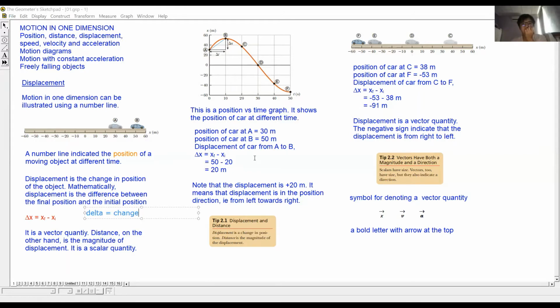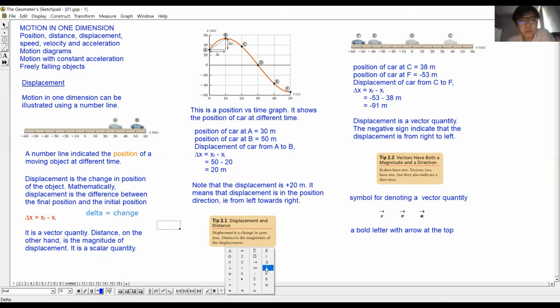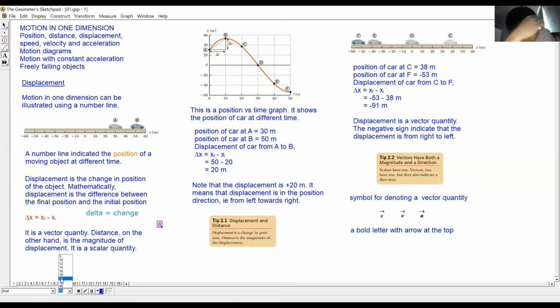There's another way of writing the delta. I don't know whether you have seen it. Most of the British textbooks use the other delta. This is also called delta. Let me increase the size. Yes, this is also delta. So either you use a triangle to represent delta, or sometimes you use this thing, like a D. Actually, it's the letter D.